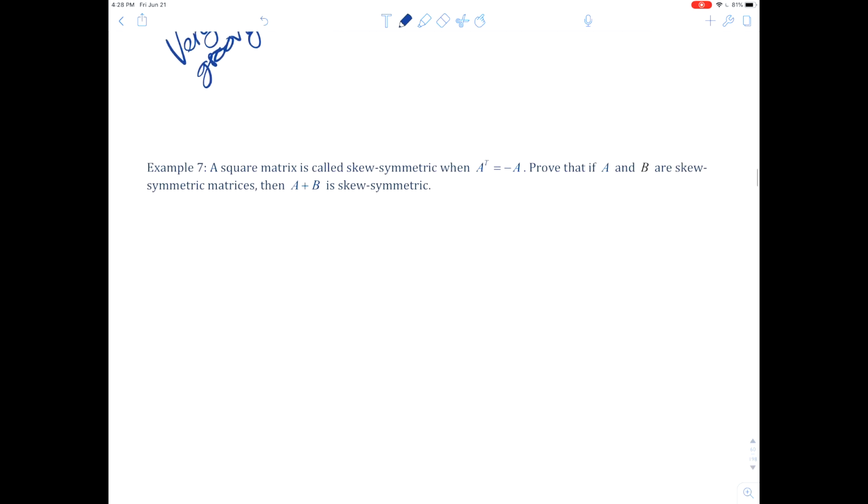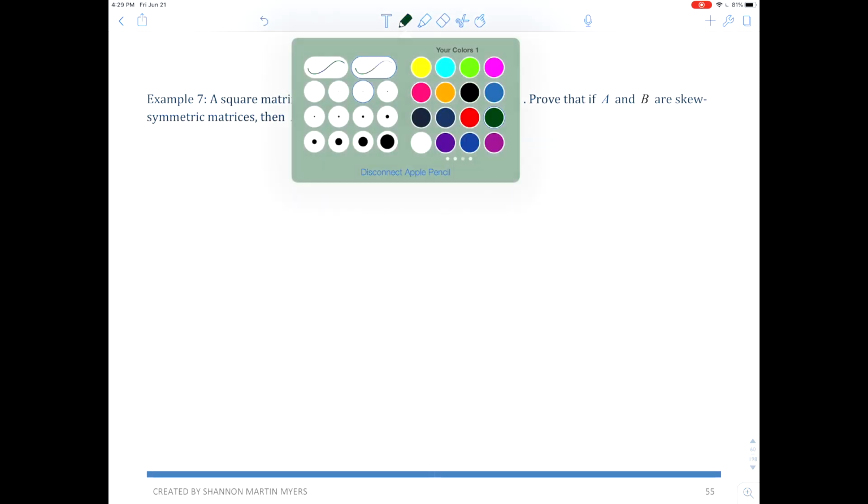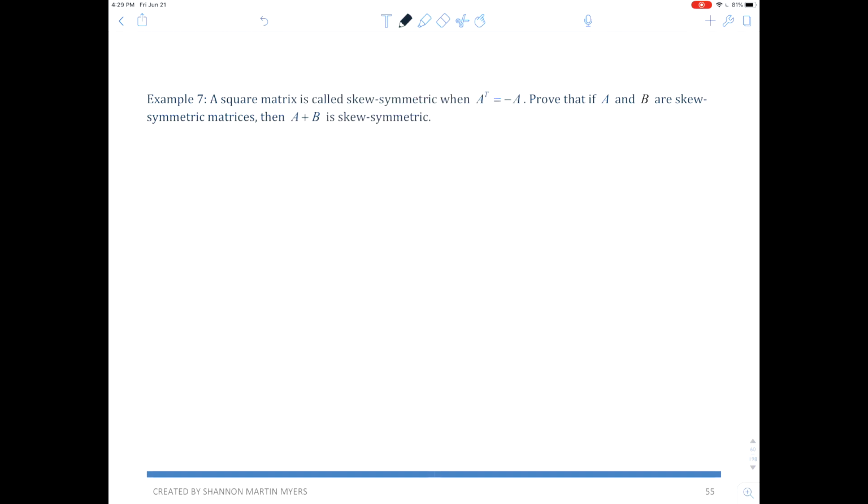So now let's look at example 7. A square matrix is called skew symmetric when A transpose equals negative A. Prove that if A and B are skew symmetric matrices, then A plus B is skew symmetric. So at the end of the day, and this is something that you can put, but you have to be careful because you never want to assume what you're proving.